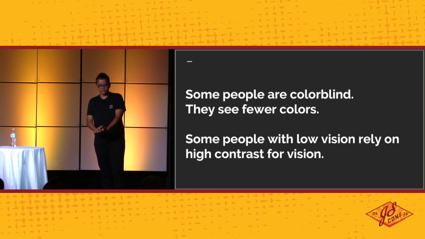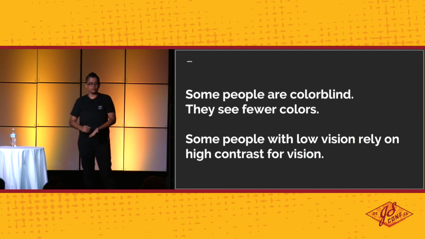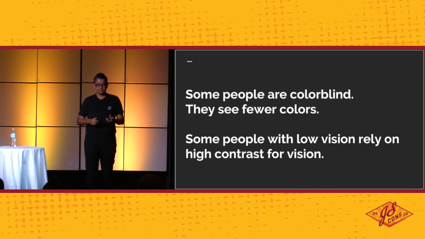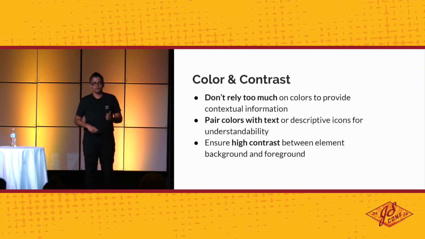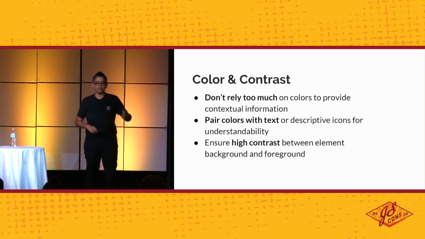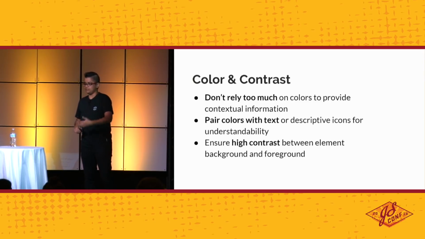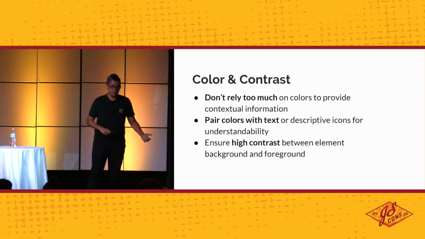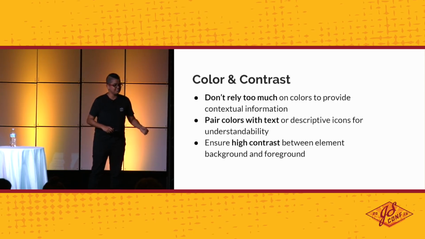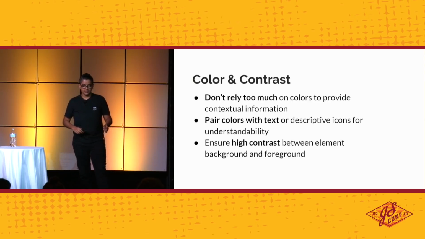So choose your colors wisely, and try not to put too much stock or too much meaning into the colors. Sure, use that, but make sure you provide additional info. You provide the contextual information along with the color to make sure that your user understands what is happening, what they're doing, what they need to do. Pair the color with text or descriptive icons that the user can easily understand and use. And ensure high contrast between element background and foreground.